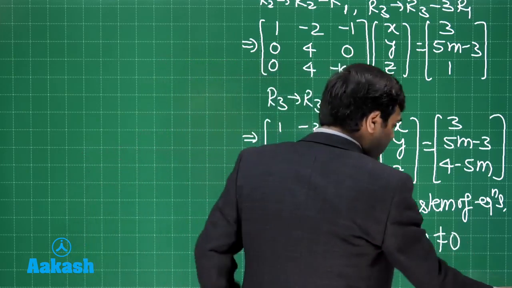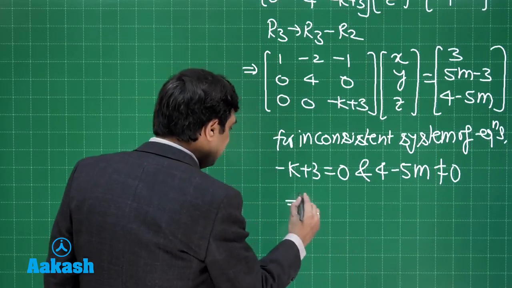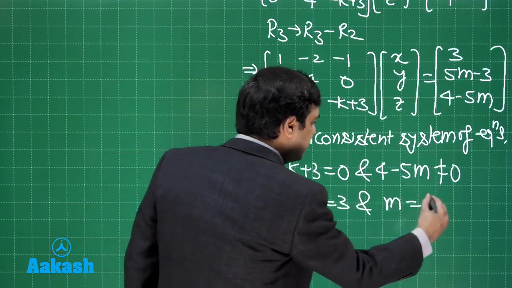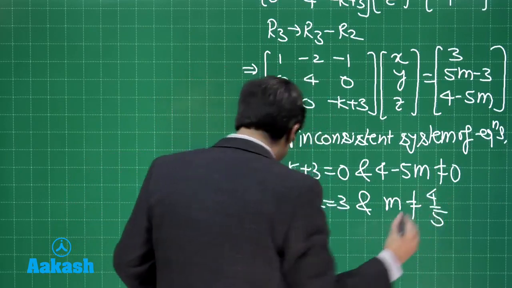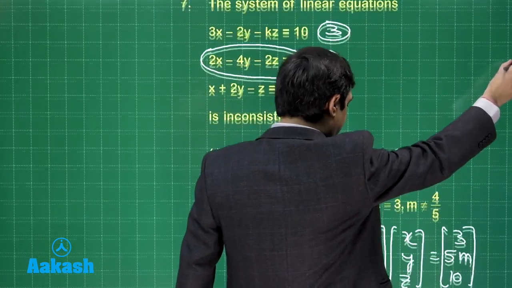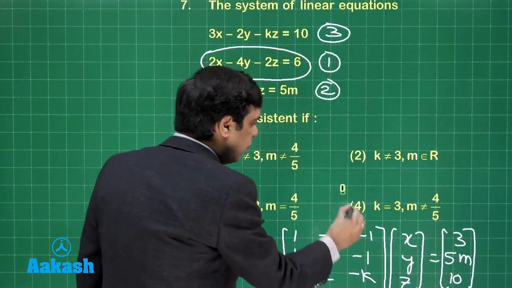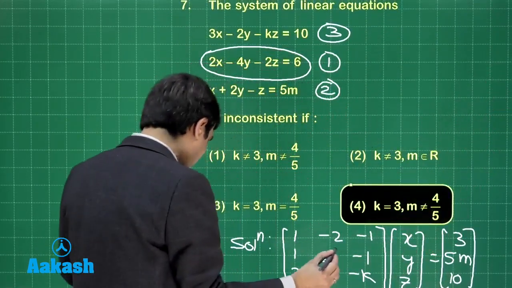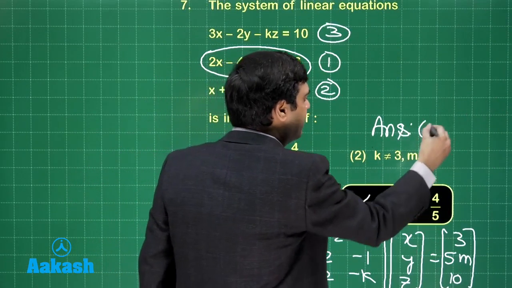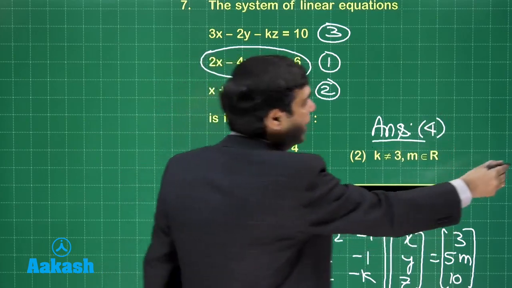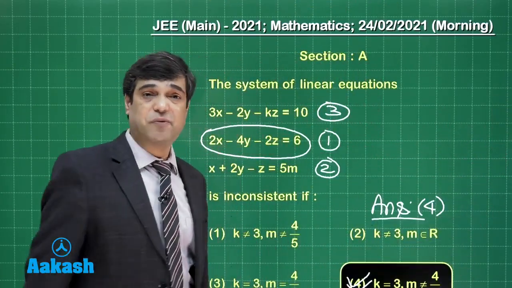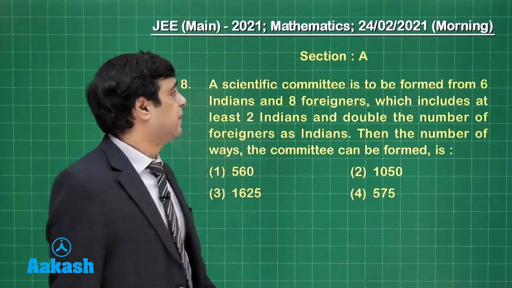So what's the constraint obtained for an inconsistent system? That k is equal to 3 and m is not equal to 4 by 5. Let's check from the given options. k is equal to 3 and m is not equal to 4 by 5 is given here as option number 4. So let's mark and mention it as the required result. I'm sure this is clear. The correct answer is option number 4. Let's take up the next question.